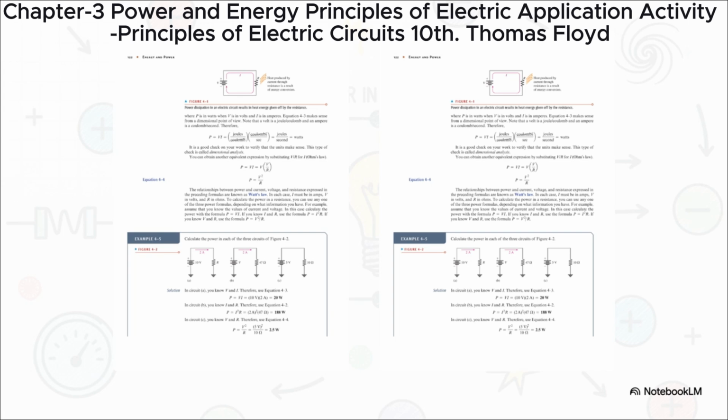And for our last example, circuit C. Here we've got 5 volts and 10 ohms. They give us voltage and resistance, but not current. So we reach for our third tool. P equals V squared over R. That's 5 squared, which is 25, divided by 10, and our result is 2.5 watts. Picking the right formula makes the problem almost solve itself.